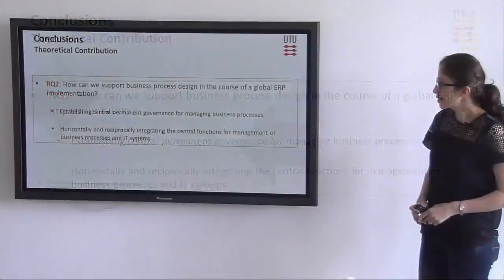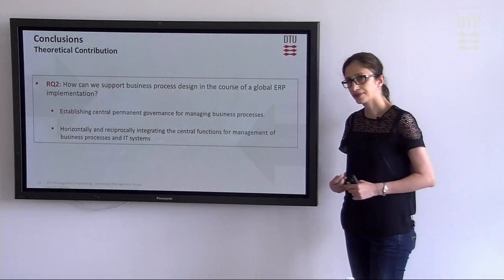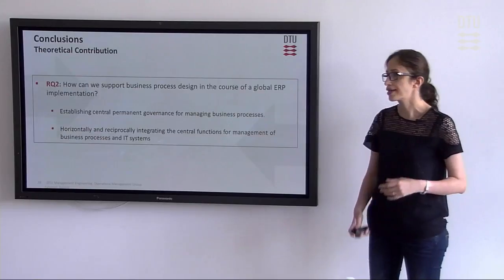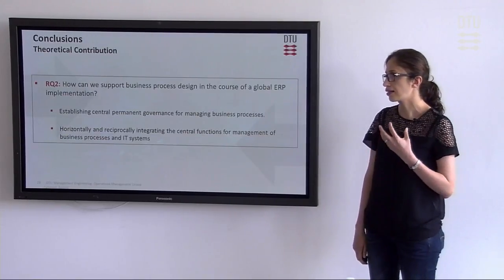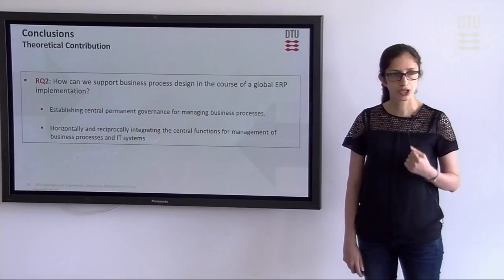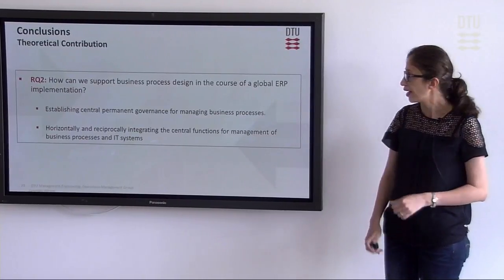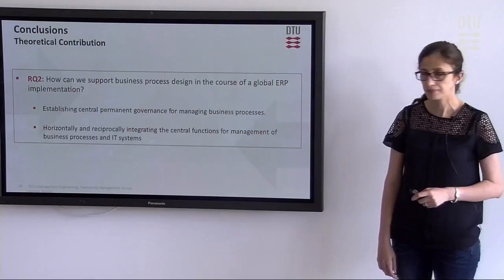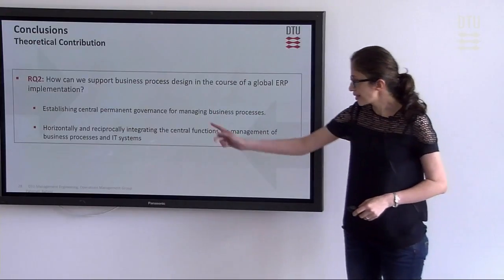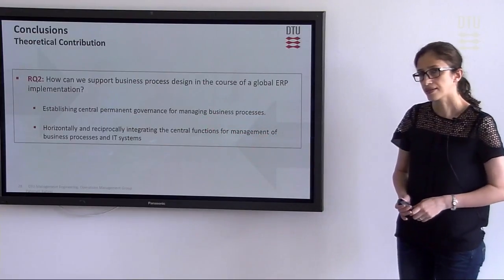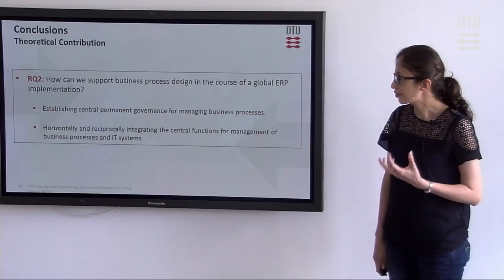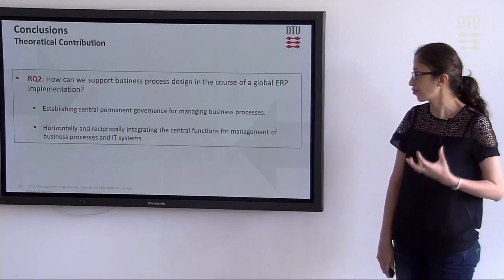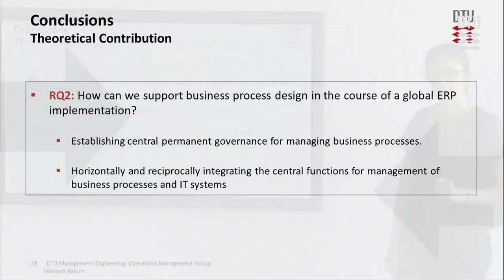This study, together with the second and third studies, clarified the business process governance capabilities that would support business process design. Therefore, they contributed to answering the second research question. The second and third studies suggested a central, permanent governance for managing business processes as a prerequisite for a global ERP implementation.